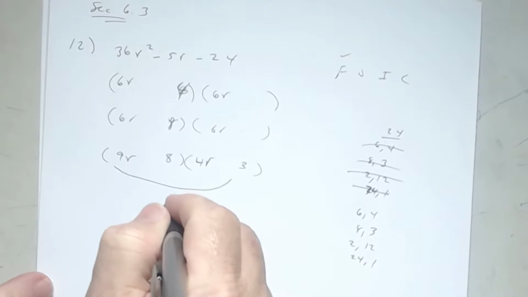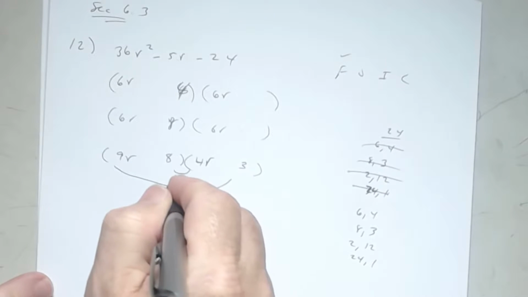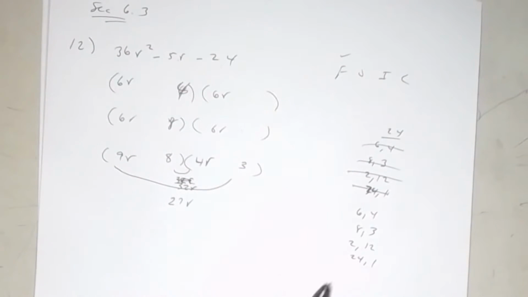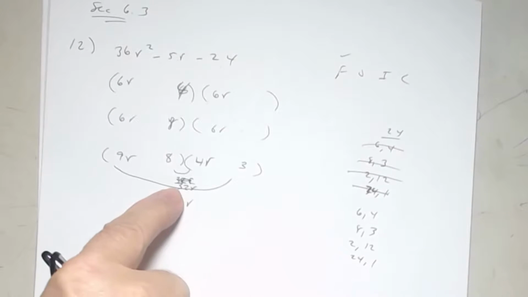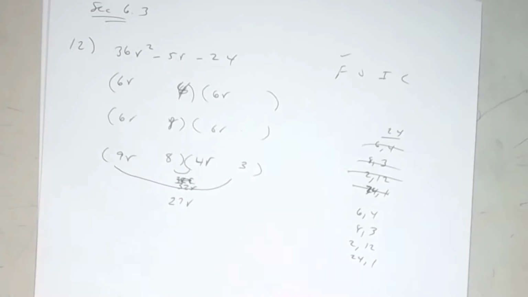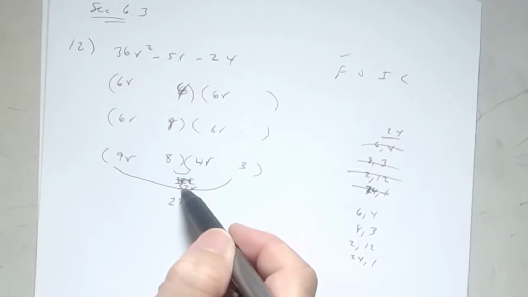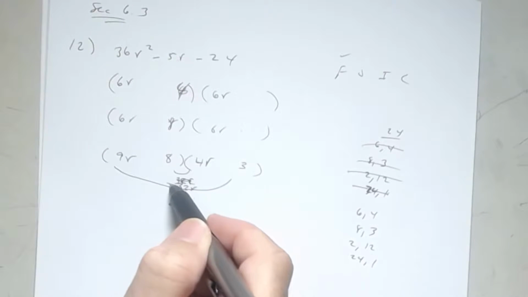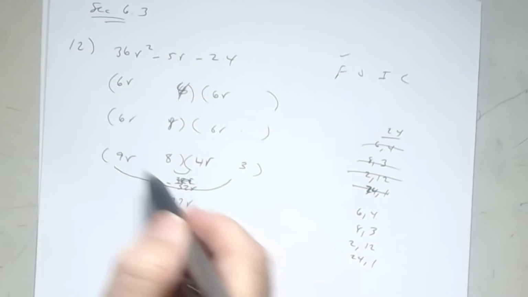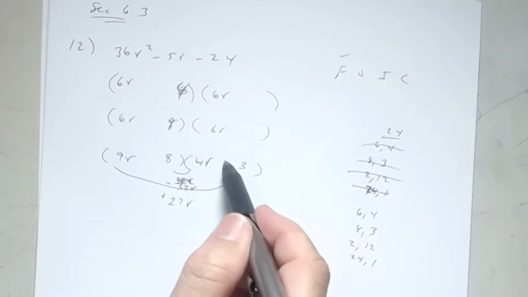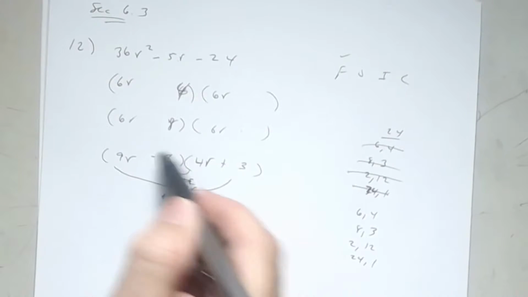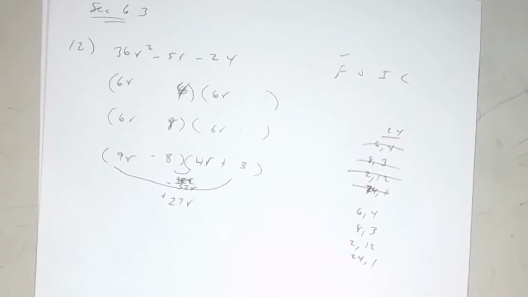What's the outer? 27x. What's the inner? 32x. Now let's remember the signs are different, so that means you're going to be subtracting those. So what's 27 from 32? 5. And that's what you wanted. So now all you got to do is determine what your signs are. In order to get a negative 5, that means the 32 has to be negative, and the 27 has to be positive. So that means the 3 has to be positive and the 8 has to be negative. And that's trial and error.